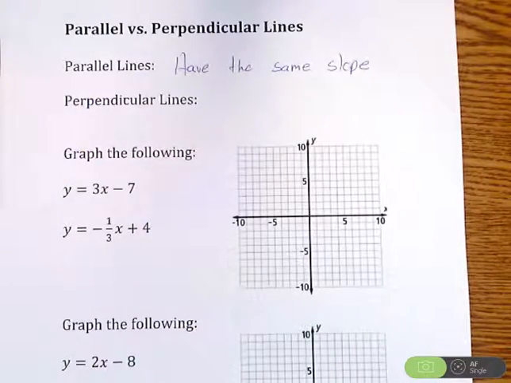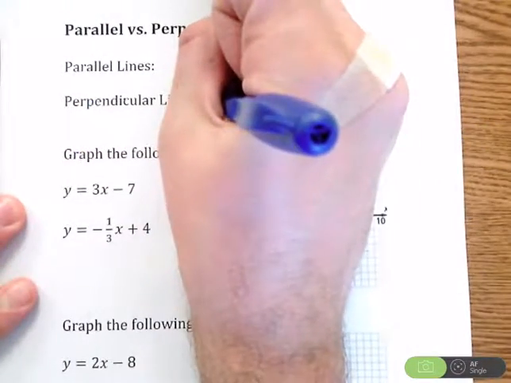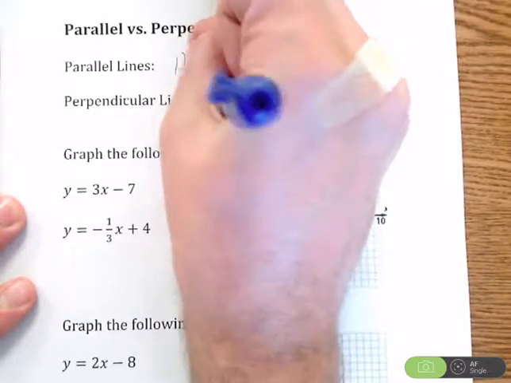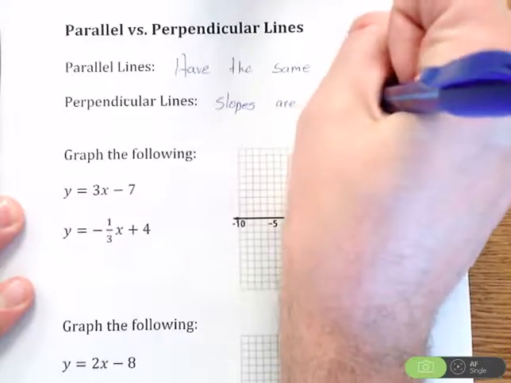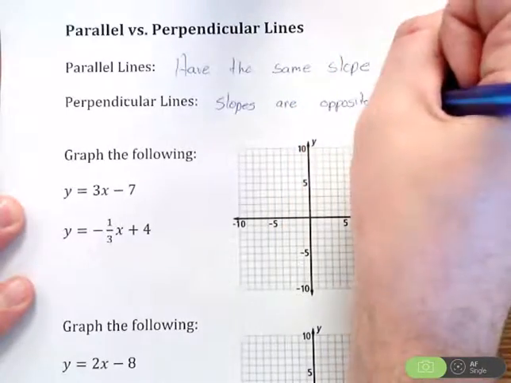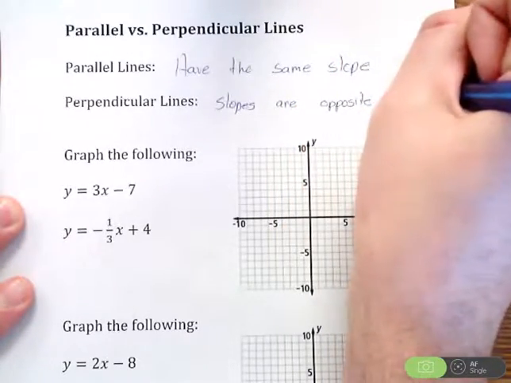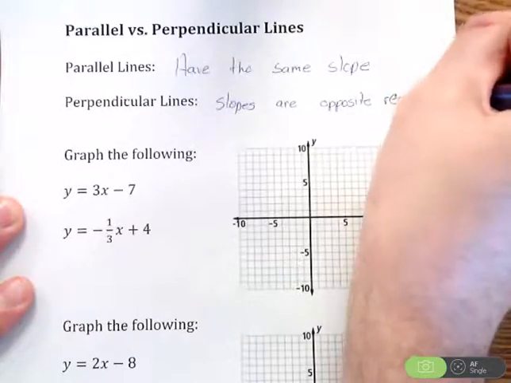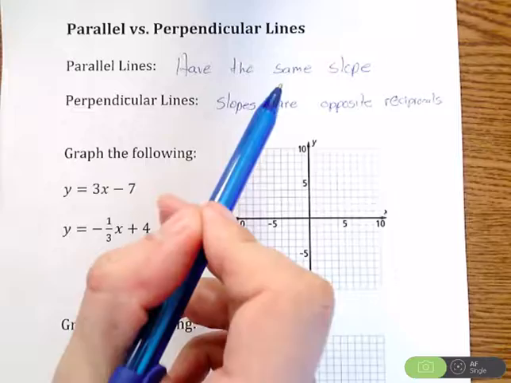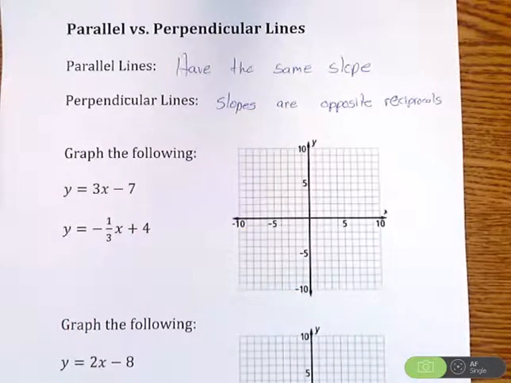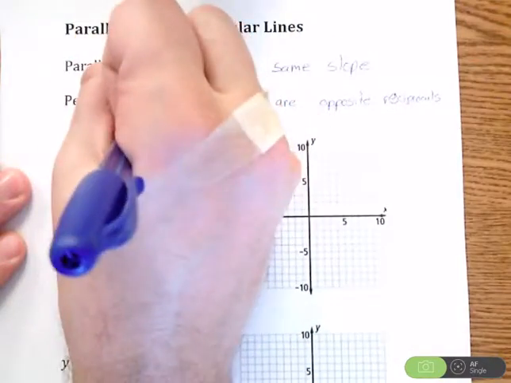Meanwhile, perpendicular lines, their slopes are what we call opposite reciprocals. Opposite reciprocals. So parallel lines have the same slope. Perpendicular lines have something that we call opposite reciprocals. So what does that mean?